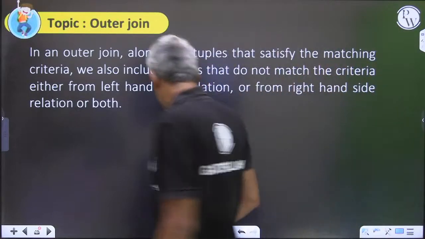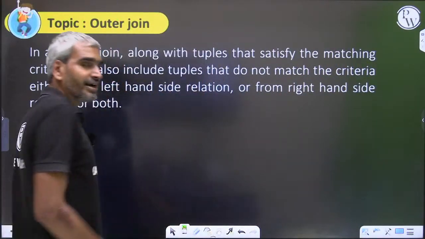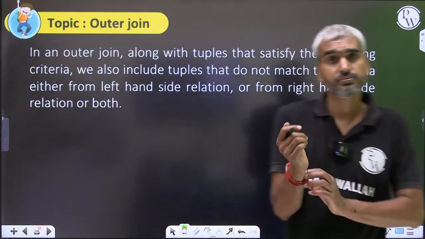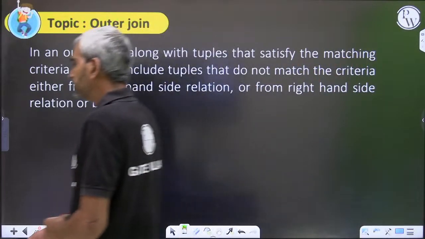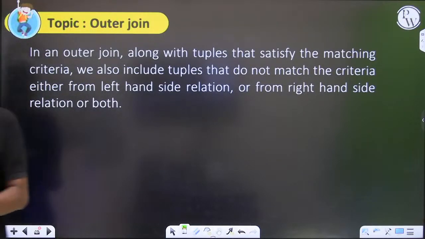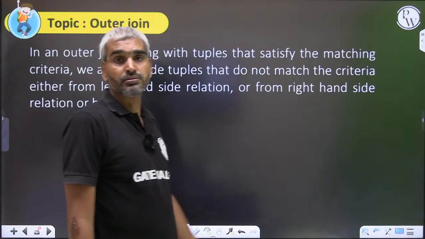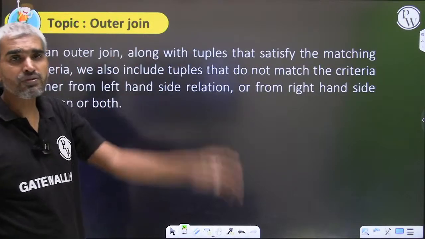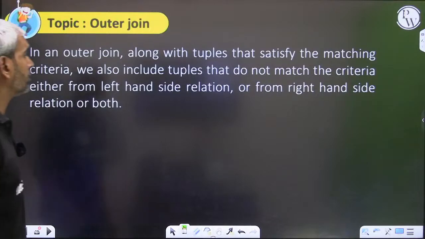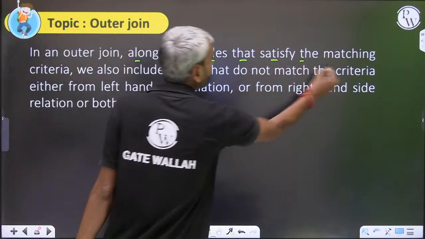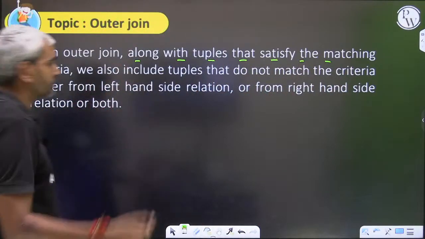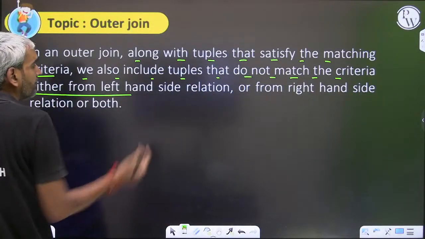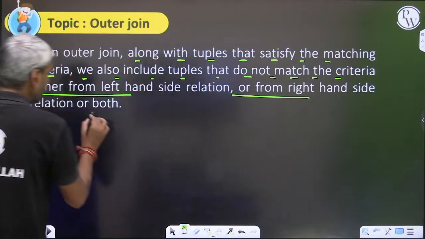It is very easy. What's the idea? In the inner join, if you look at the output, we will only have the tuples in which the join condition is satisfied. But with outer join, along with the tuples that satisfy the matching or join condition, we also include the tuples that do not match the criteria, either from the left or from the right or from both side relations.